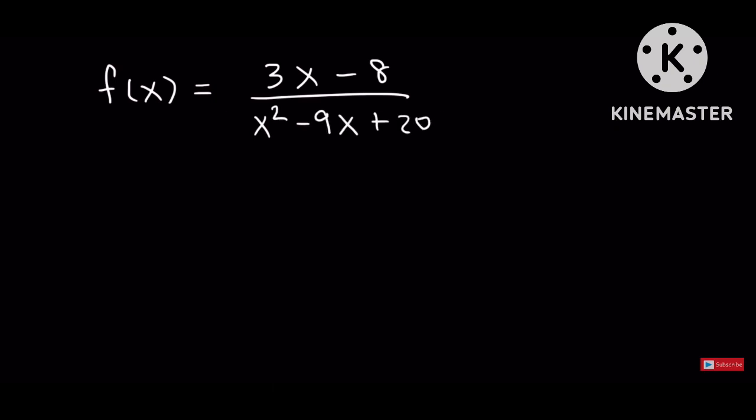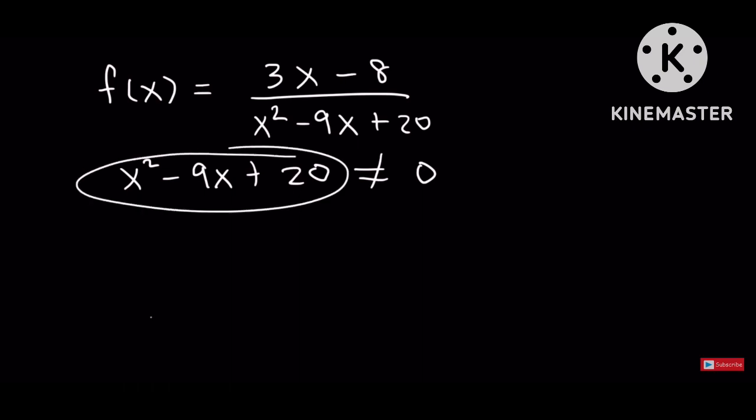Let's try another example. Let's say if we have 3x minus 8 divided by x squared minus 9x plus 20. So we have another rational function as seen by the fraction that we have. So what we need to do, just like before, by the way, you could try this problem if you want to, we need to set this not equal to 0. So x squared minus 9x plus 20 cannot equal 0. So how can we find the x values that will produce a 0 in the denominator? What we need to do is factor this trinomial.